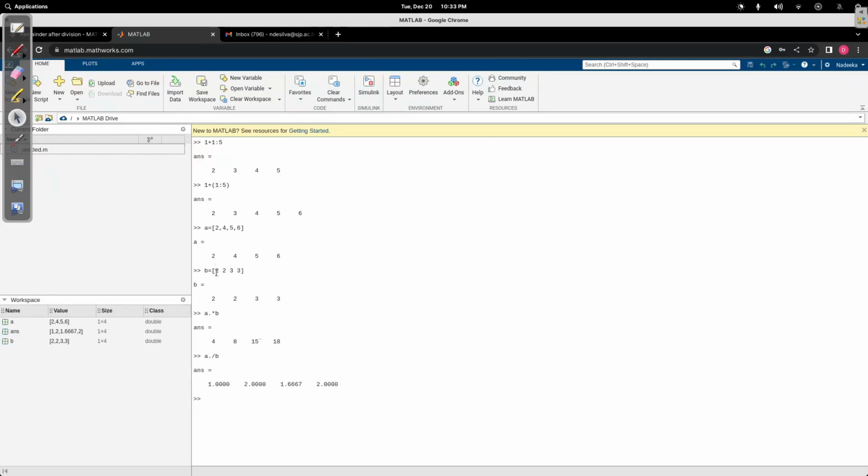each element in B will divide elements in A. So 2 divided by 2 is 1, 4 divided by 2 is 2, 5 divided by 3 is 1.667, and 6 divided by 3 is 2. Okay, same way I can do A dot power B. Now 2 raised to the power 2 is 4, 4 raised to the power 2 is 16, and 5 raised to the power 3 is 125, and 6 raised to the power 3 is 216. Okay, so these are element-wise array operators.